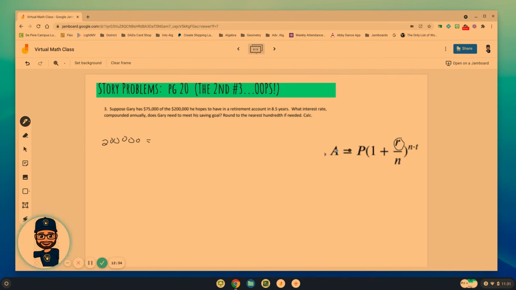That equals the principal, what he started with, $75,000, times 1 plus the R value. We don't know that. We're looking for the rate over N. If it's compounded annually, that means 1 time a year, all to the power of 1 times 8.5, 8.5 years. Right? So if we're looking for the rate, that means we've got to move the 75,000 to the other side. Well, 75,000 times that value means the opposite, or to undo it, is to divide by 75,000.